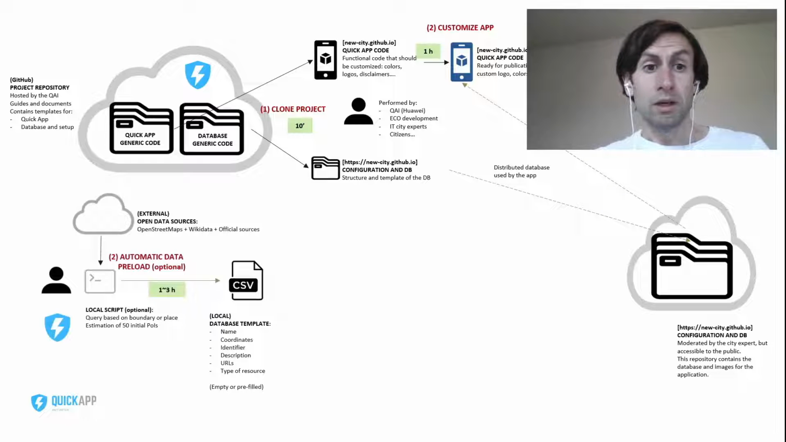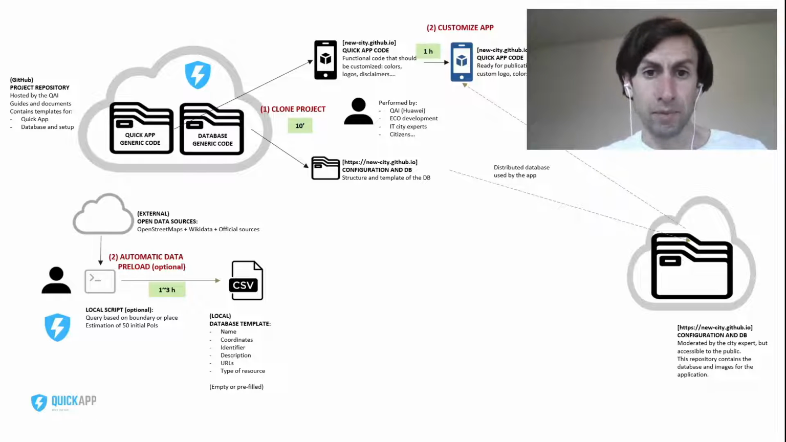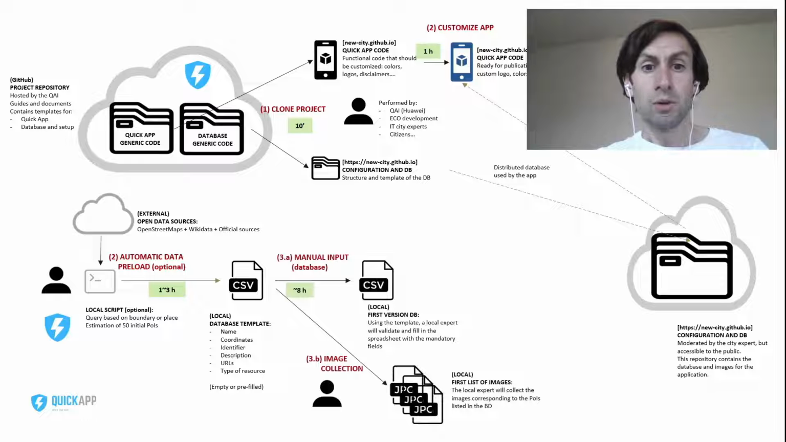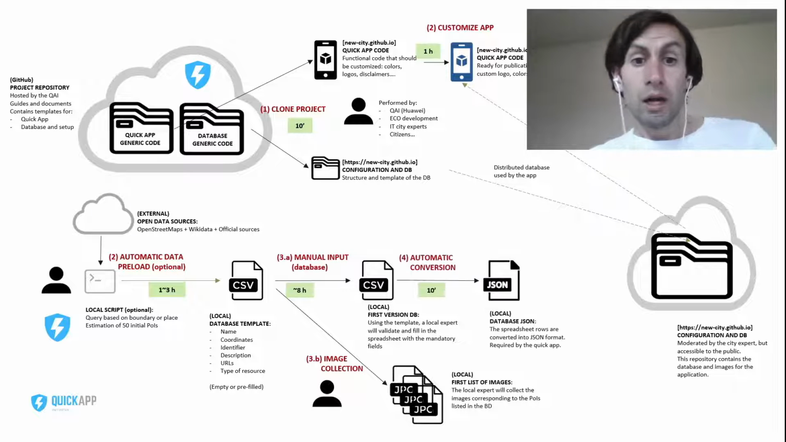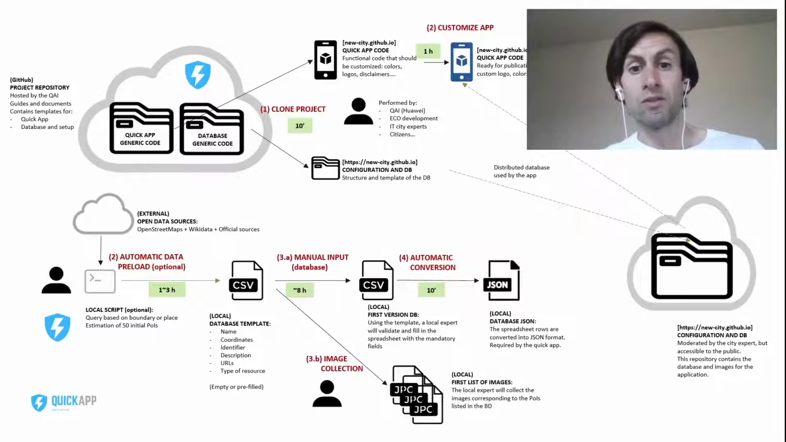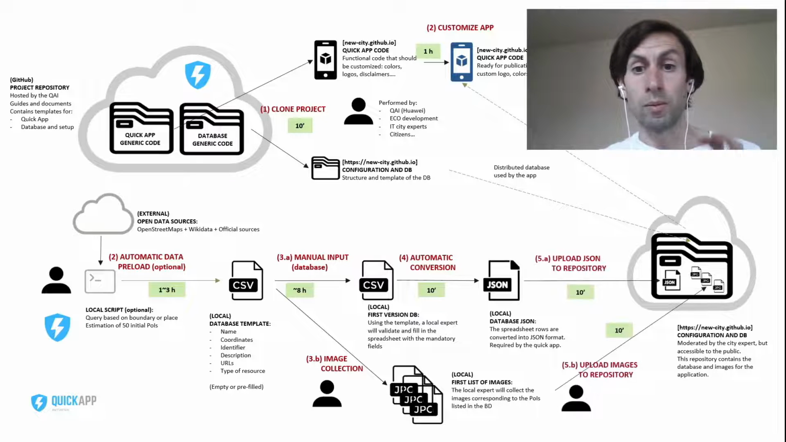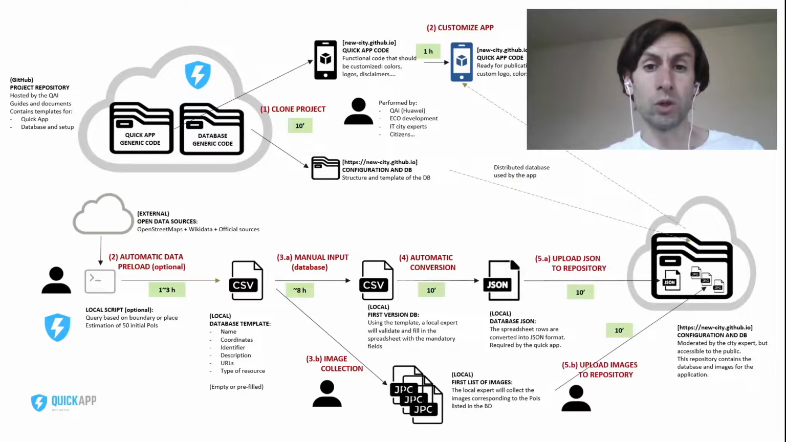Just to start, optionally, we can preload information coming from open data sources. We have some scripts to load the first batch of points of interest using a generic spreadsheet. This can be enriched by a local expert. There is an automatic conversion tool that will help us convert the spreadsheet into a JSON file that contains the points of interest that will be fed into the repository.